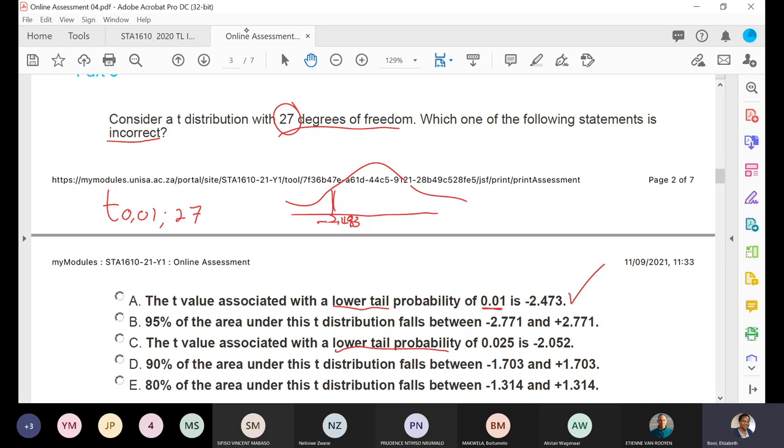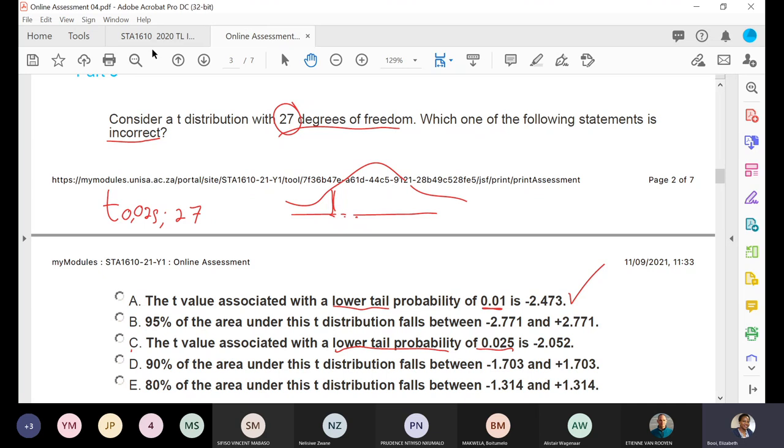So here, let's use C. Let's look at C. The T value associated with the lower tail, while we're still at the same point. So we're still looking for the lower tail. Let's go look for T of 0.025. Did you go find it? So now, 0.025 and the degrees of freedom.